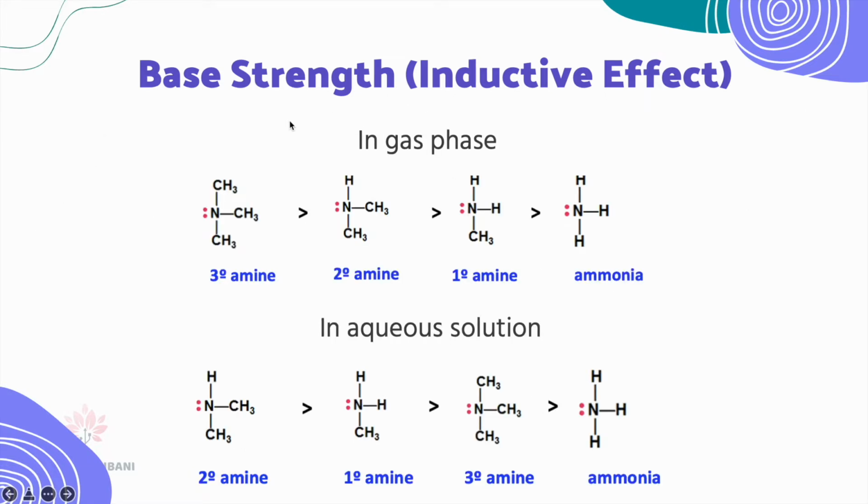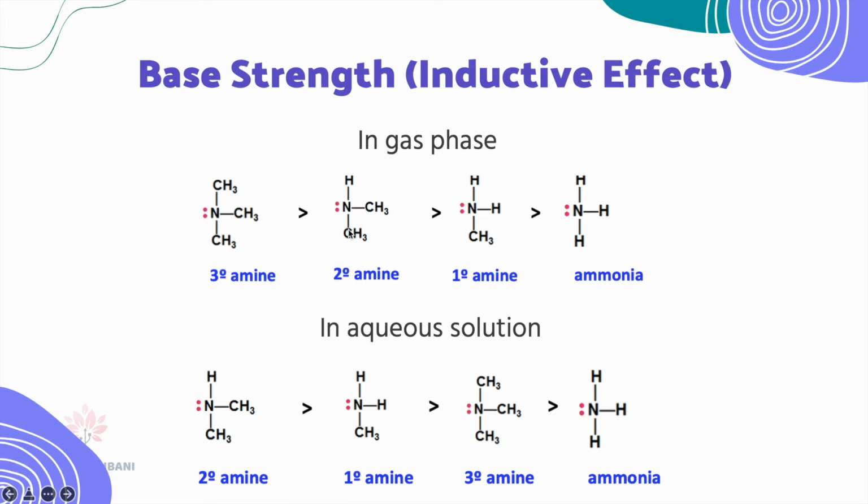The base strength is different in gas phase and in aqueous solution. In gas phase, the tertiary amine is more basic than secondary amine, more basic than primary amine, more basic than ammonia. So we can understand this because tertiary amine has more R group. When it has more R group, these 3 electron donating groups, 3 alkyl groups, can increase the electron density at N. So when the electron density at N increases, it can be easier to accept the H+.